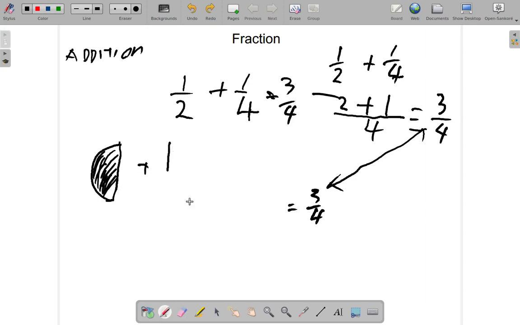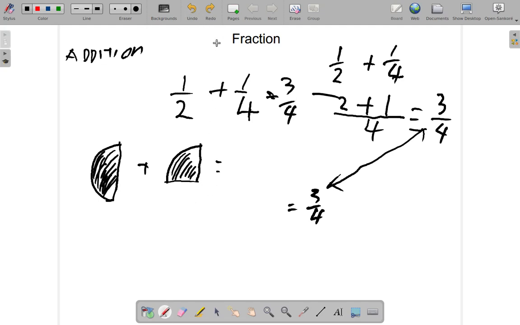Plus, if I draw another circle, put it in quarters, I have this quarter. So let me just erase these parts. Alright, so I have a half plus a quarter. Gives you what? What does it give you?